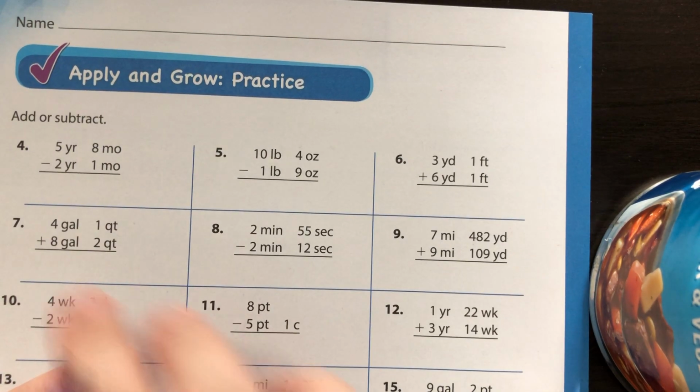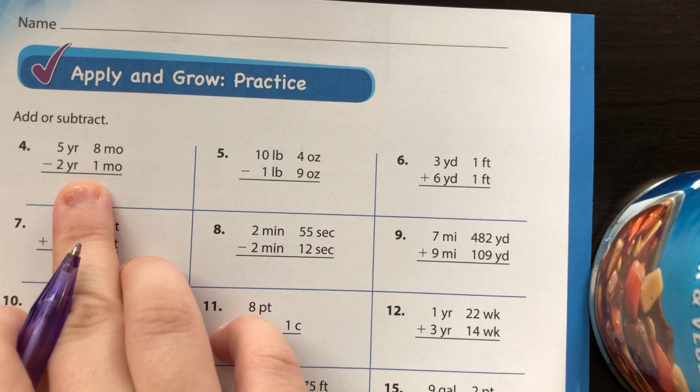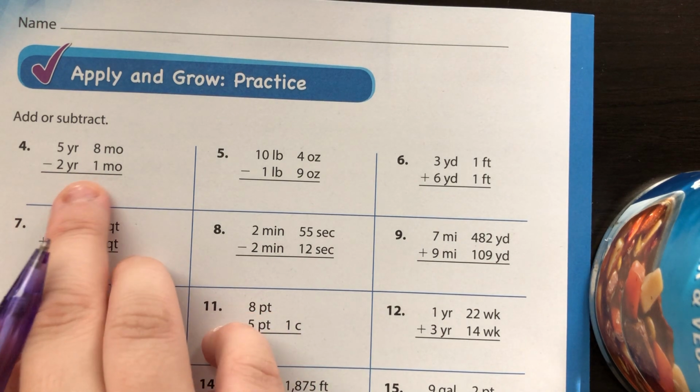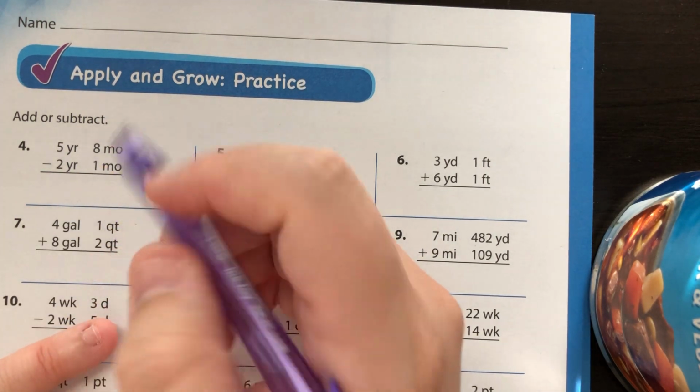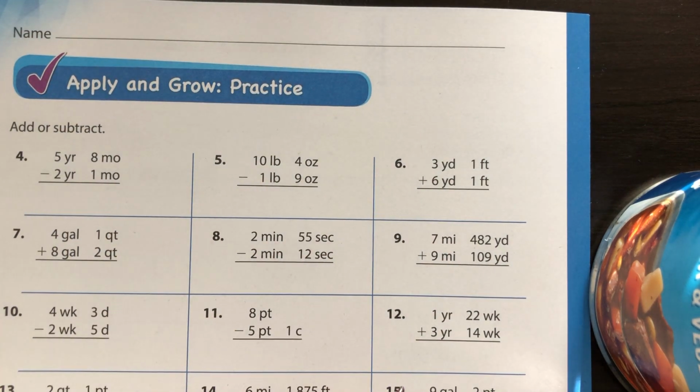Okay, now we have years and months. Now this is a subtraction problem. It doesn't look like I have to borrow because all I have to think about here, give me 1 second.